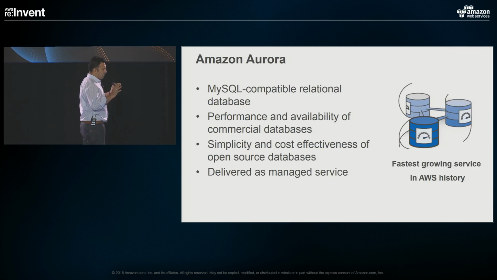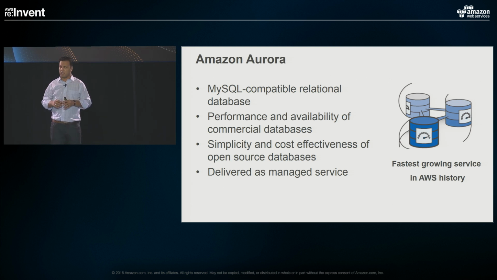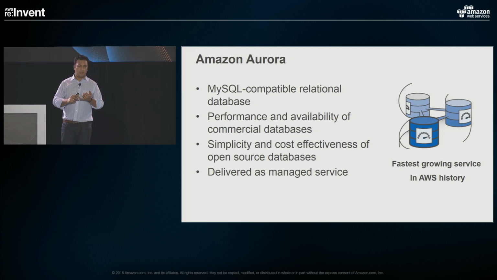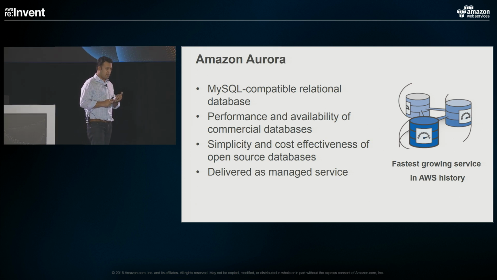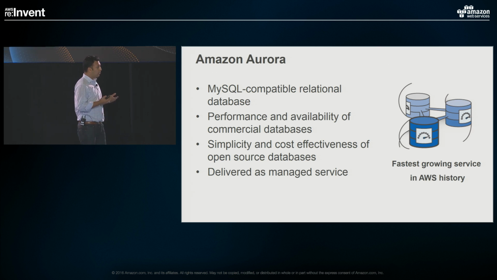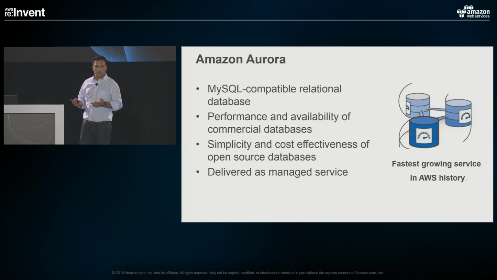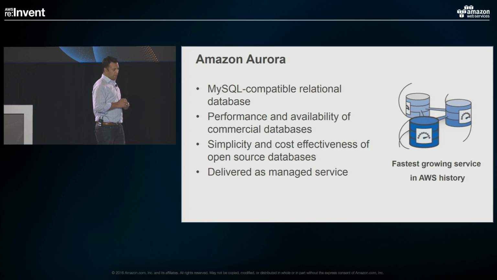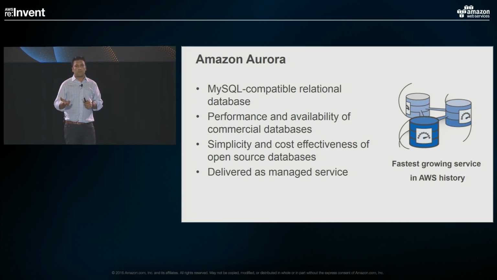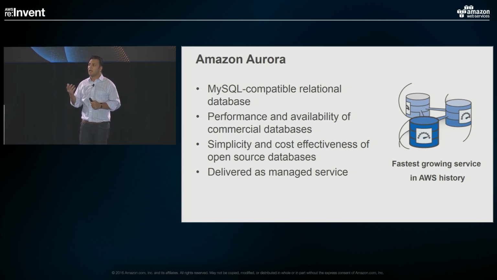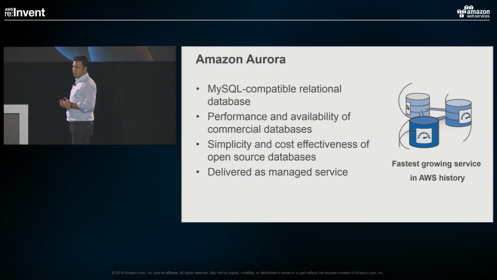Just to recap very quickly what Amazon Aurora is, it's a MySQL-compatible relational database store. Right now, it's compatible with MySQL 5.6. It offers the performance and availability of commercial database engines. You can do about 600,000 reads per second and about 100,000 writes per second with an R3 8xlarge box. And it offers you this performance at the simplicity and cost effectiveness of open source database engines.